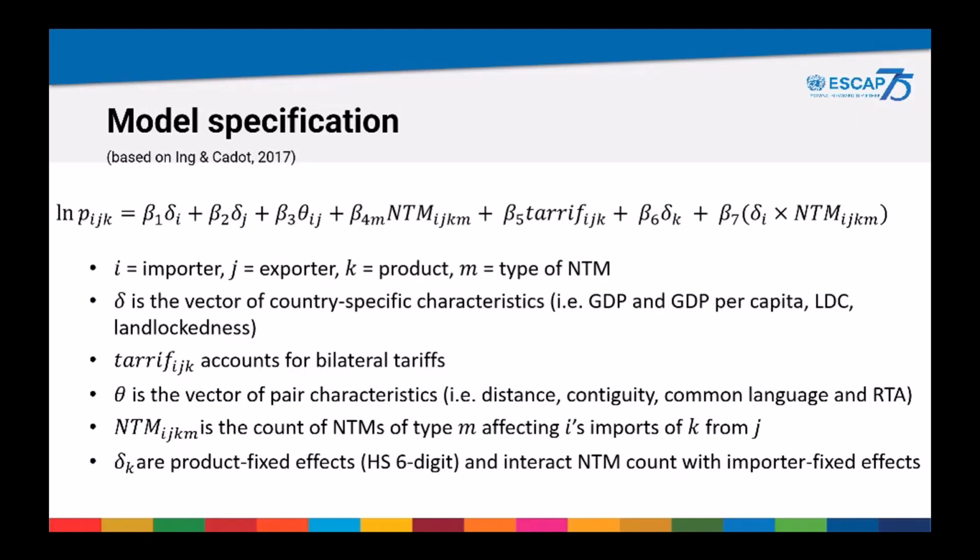So the basic model specification that is based on the work of Ng and Cadot is essentially this gravity equation where we have a log of price, and that's basically value divided by quantity, regressed on country-specific characteristics. The tariff, the lowest applicable one, whether MFN or preferential, and pair characteristics such as distance, contiguity, common language, whether they're part of a trade agreement. And then we separate into two types of NTMs, which is chapters A to C, the technical measures, and then non-technical measures. And then we also add product fixed effects at 6-digit level.